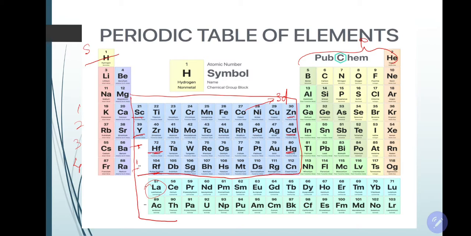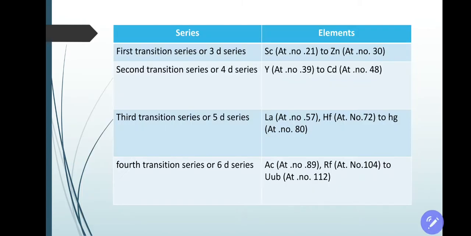Okay, so let's learn about them one by one. The first series, as we have discussed, is scandium till zinc, with atomic numbers from 21 to 30. The second series is the 4D series, which starts from yttrium to cadmium, atomic numbers 39 to 48. The third series will start from hafnium to mercury. And the fourth and last series is the 6D series. Understood? So these are the four series which we are going to learn in the D block elements.